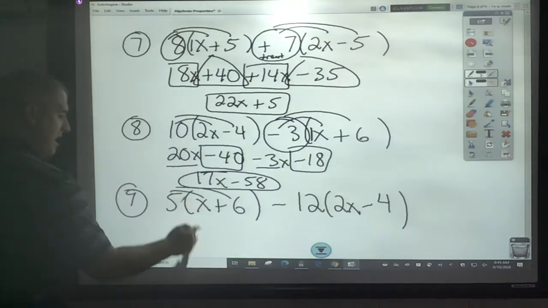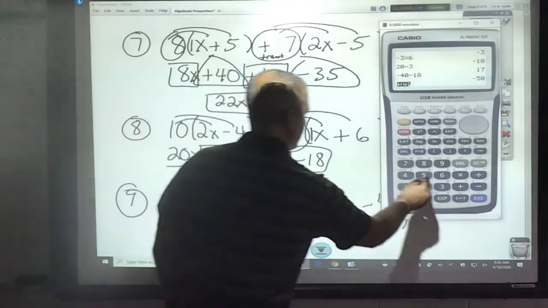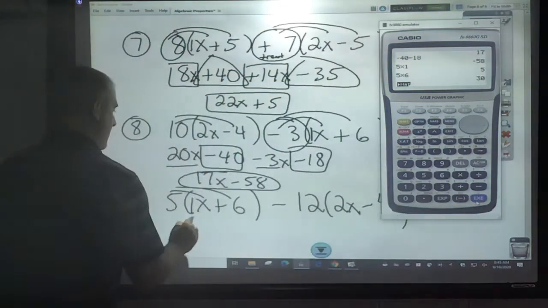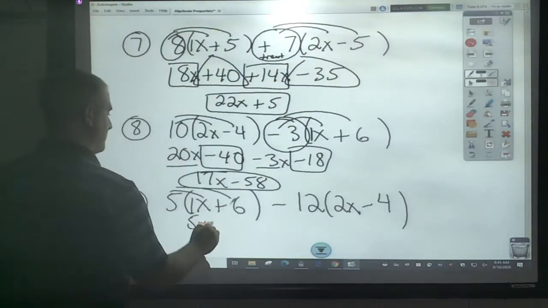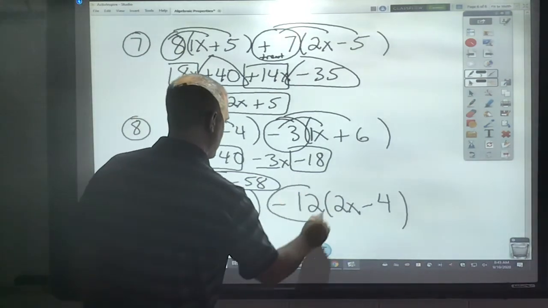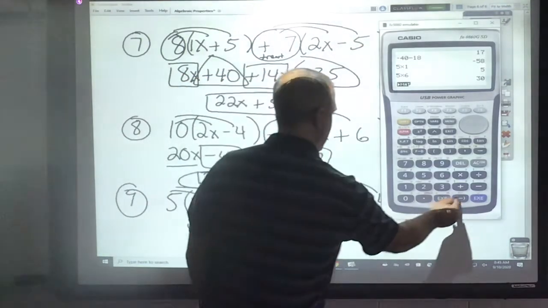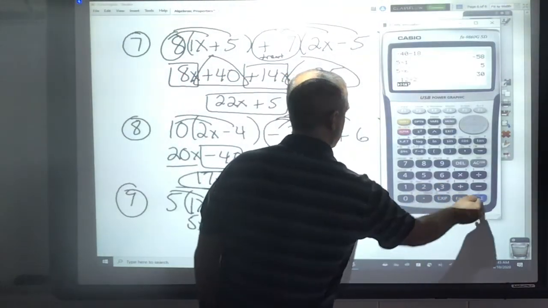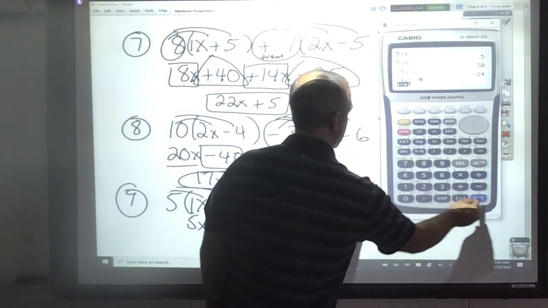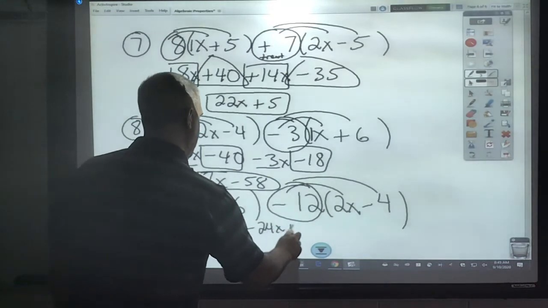I distribute that 5 times, and I'll put a 1 there. That helps. 5 times 1, 5 times 6. So I got 5x. 5 times 6 is 30. Okay? Then I'm going to take this. We're going to treat this like a negative 12. Okay? So negative 12 times 2. And negative 12 times negative 4. So I got negative 24x and positive 48.